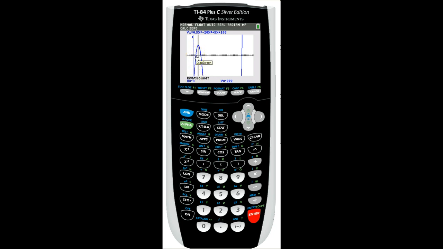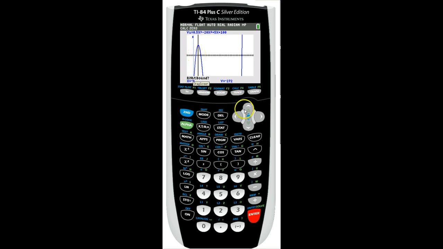Or if you have an idea of where that point is, you could just type in your x value. Now at x equals negative 4, my y value is negative 272, so you can see it's way down, it's off my screen, but that's okay. You still see this vertical line, you also see this little arrow showing that you have chosen the left bound. We've chosen a value that is to the left of this x-intercept that we want to calculate.